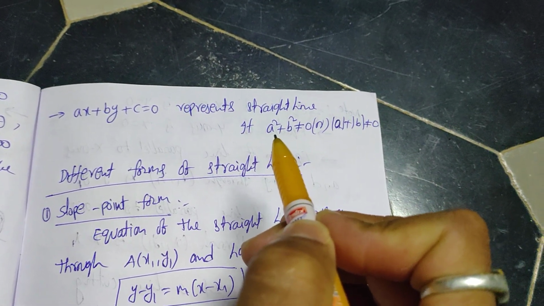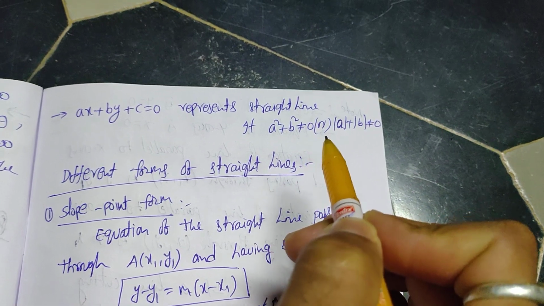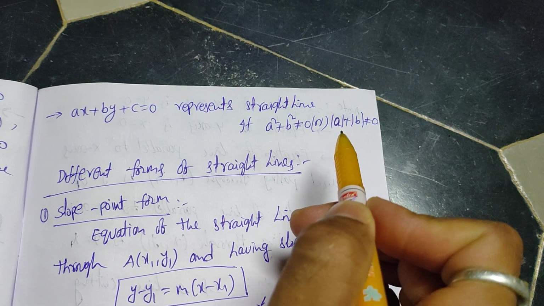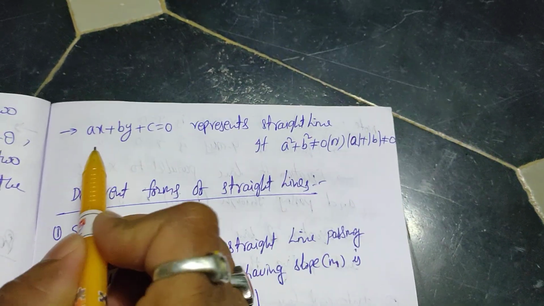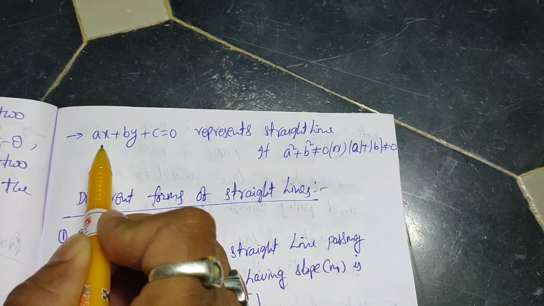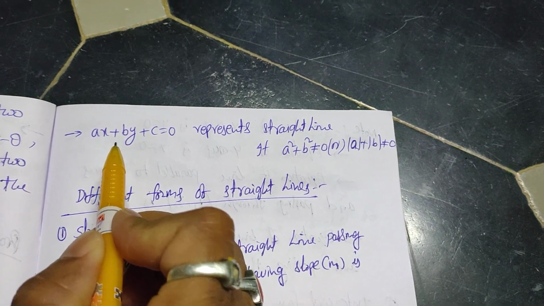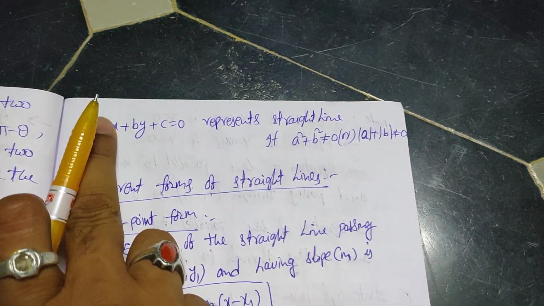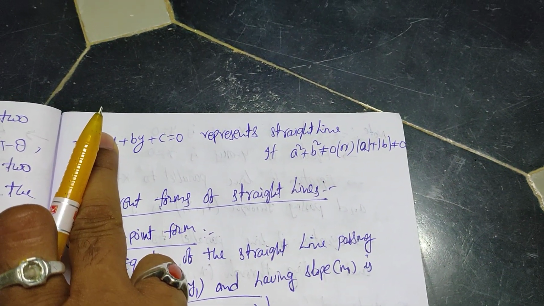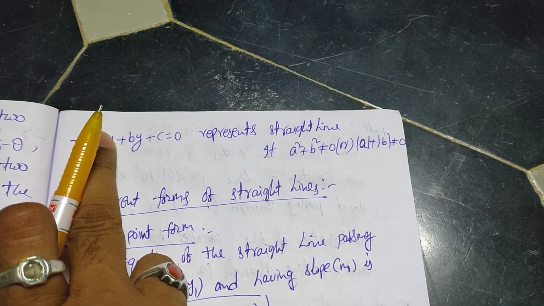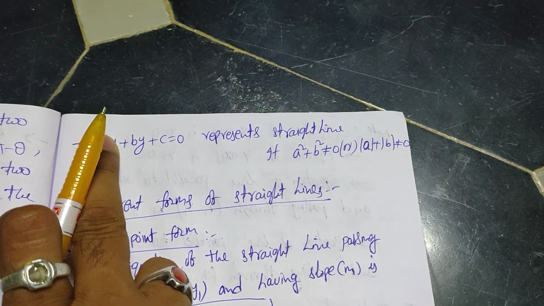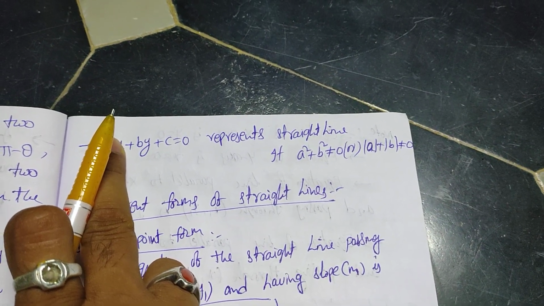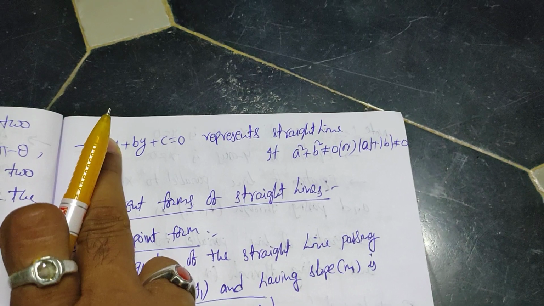That means a square plus b square is not equal to 0, or mod a plus mod b is not equal to 0. The meaning of either of these two conditions is that either a is not equal to 0, or b is not equal to 0, or both are not equal to 0. That means if a is equal to 0 and b is not equal to 0, then it is by plus c, which is a linear equation. Already I told you a linear equation is nothing but a straight line, that means degree is equal to 1.